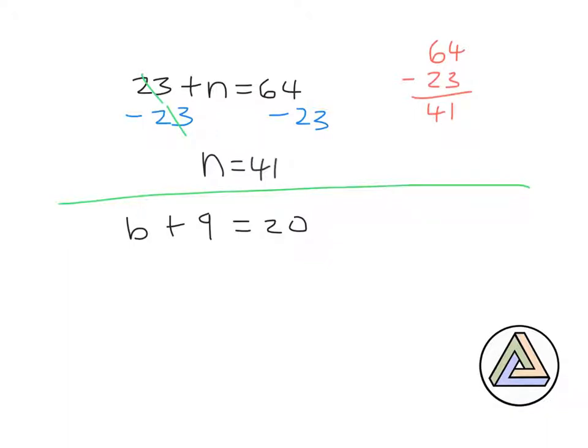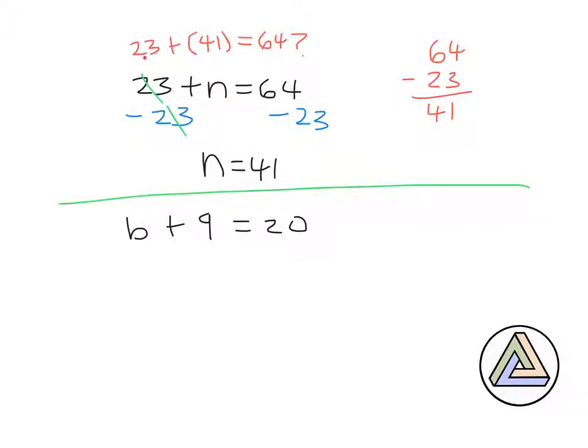Now, the teacher also probably will want you to, quote unquote, check the answer. And you do that by plugging 41 back in for n. So you could always go right back up here and you could say, okay, 23 plus 41, does that equal 64? Okay, notice how this red equation is the original black equation here. I wrote a little question mark because really that's what you're checking. You're checking to see if that's true.